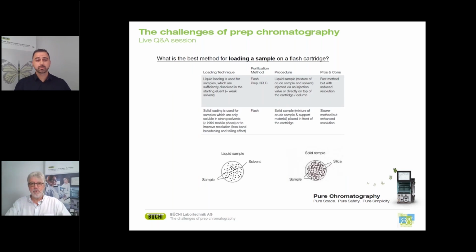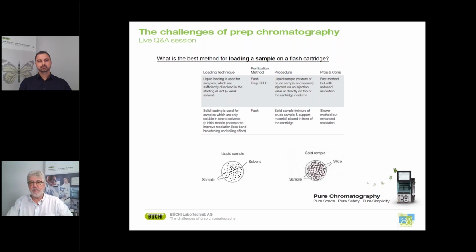The next question is from the Philippines. I think that before we go to the next question, we should try to cover the other topics that we announced in the invitation. So it's a bit about sample loading. How do we introduce the sample in a flash system? Well, there are two main ways to do that.